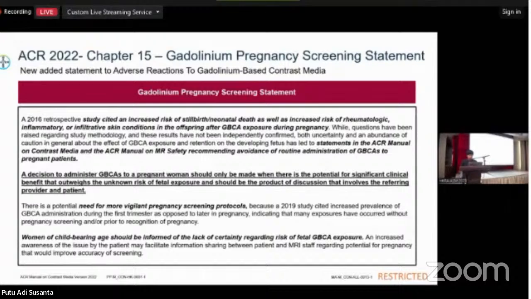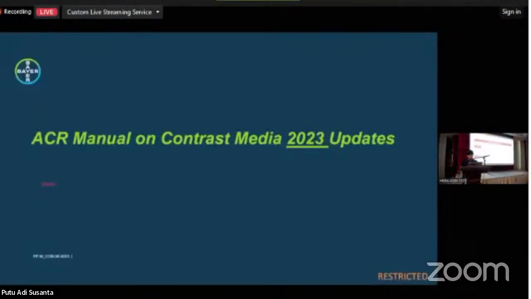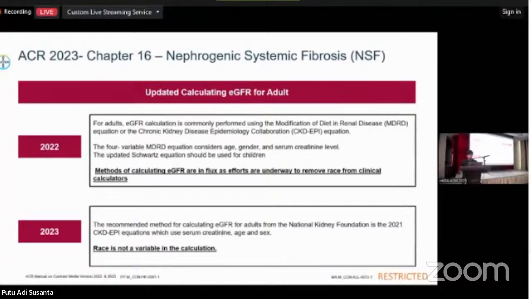And also they remind that a hospital should include a more vigilant screening protocol, as there is a study that noticed an increased prevalence of gadolinium-based contrast agent administration during the first trimester. And women of childbearing age should also be informed regarding the risk of fetal GBCA exposure. And finally, for this year, the only update is in the eGFR calculation, that race no longer exists in the equation; only creatinine, age, and sex are in the calculation.